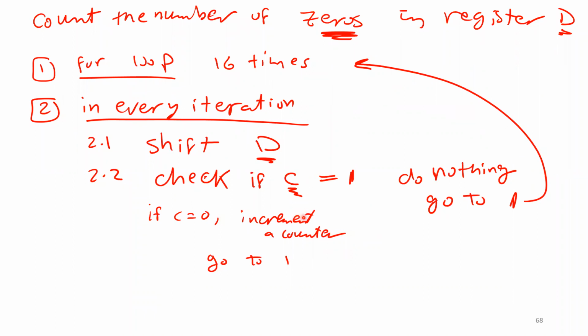Very easy. So what I'm going to do, guys, I'm going to make a for loop 16 times. In every iteration, I'm going to get one bit in the carry. And then I'm going to check the carry. If you remember, I already explained instructions before to branch if the carry is one or branch if the carry is zero, right? So let me see here.